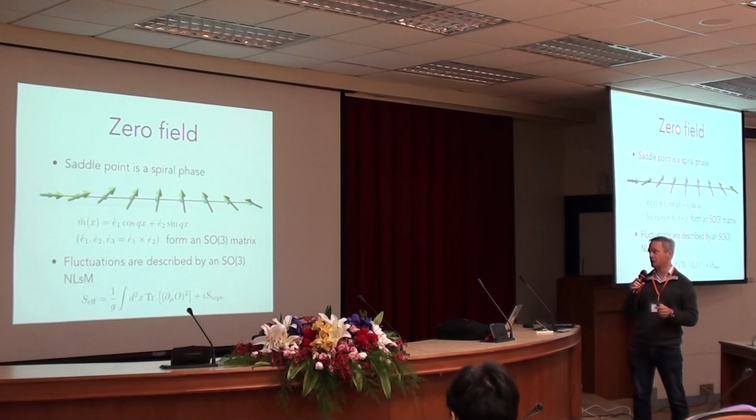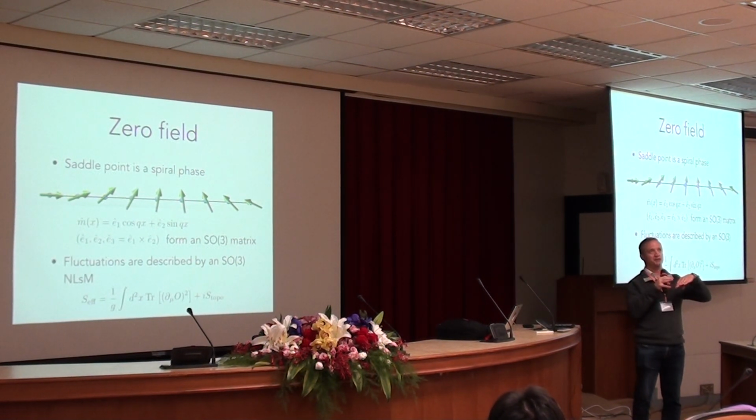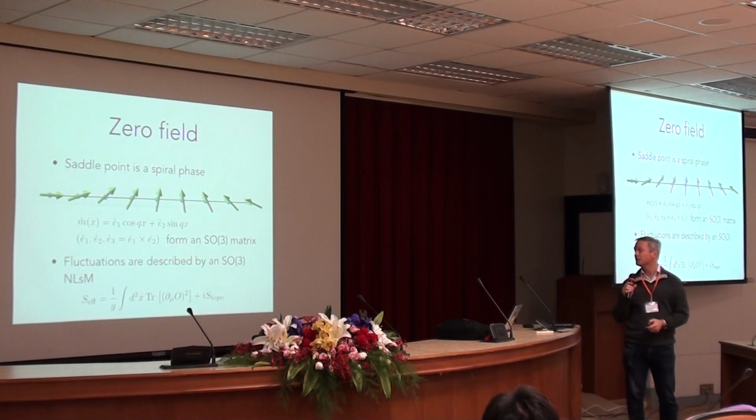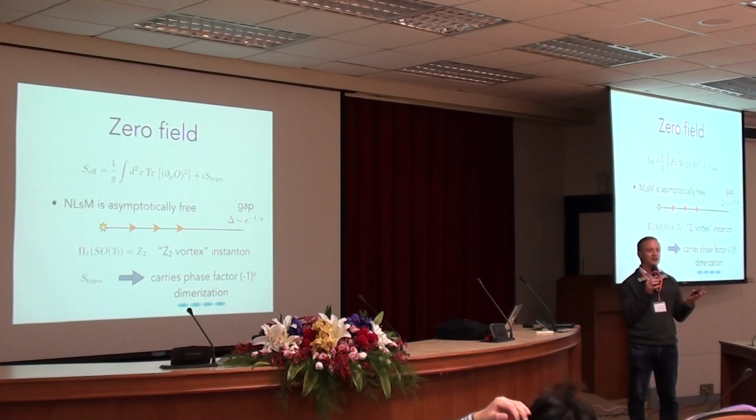It turns out that such a nonlinear sigma model has a topological term, which counts the number of times that this SO3 matrix winds the sphere. So it turns out that an SO3 order parameter in 1 + 1 dimensions has a Z2 topological number, which is called a Z2 vortex.